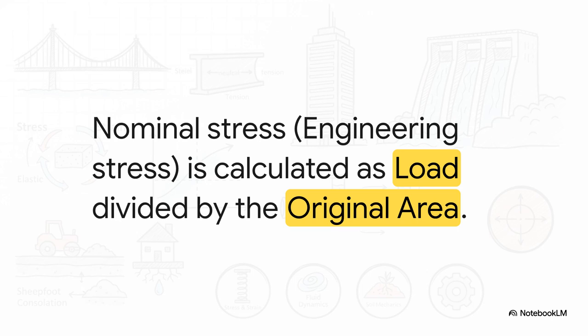Nominal stress is simply the external force, we call that the load, or P, divided by the original cross-sectional area of the material, or A. And this simple little ratio, it's incredibly powerful. It lets engineers compare how different materials and different shapes perform, and it's how they figure out if a part is strong enough for the job.